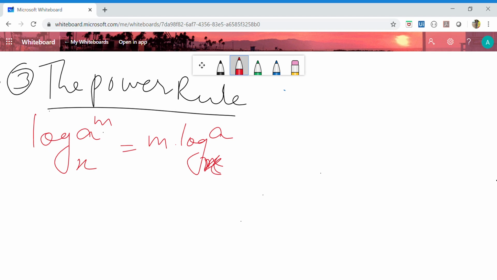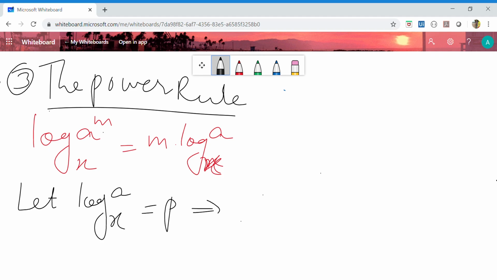In the same way as we proved previously, this also we can prove in the same manner. So let us assume that log a to the base x is equal to some p. Then what is its exponential form? x to the power of p is equal to a. Here we have to raise the power of m on both sides.